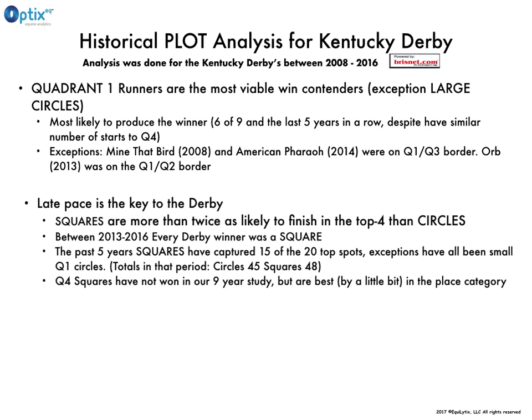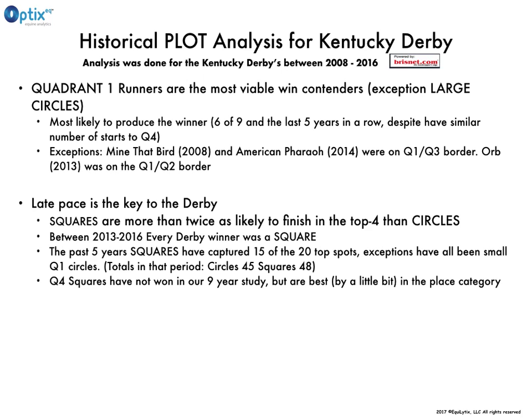So let's talk a little bit about the late pace. Late pace is the key to the Derby. Obviously, these are horses trying a mile and a quarter for the first time. You want a horse that can finish. That doesn't necessarily mean he's a deep closer. I'm just saying, relative to the other horses, this horse has some finishability, and it's so clear on the plots because they're denoted by being a square versus a circle. And the bigger the square, the better the late pace. And squares are more than twice as likely, based on analysis, to finish in the top 4 than circles. So that's a key point.